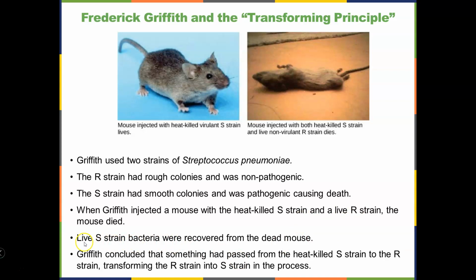And then, to make it even more interesting, after the fact, live S strain bacteria were recovered. So that means that either the heat-killed S strain bacteria were reanimated, which, even at the time these experiments were done, would be considered rather remarkable, or equally remarkable, the R strain had been converted somehow into the S strain. And reasonably, he concluded that something had been passed from the S to the R strain. What we would say at this point, and what he was theorizing, is that it was the molecular basis for the identity and behavior of a particular type of cell.